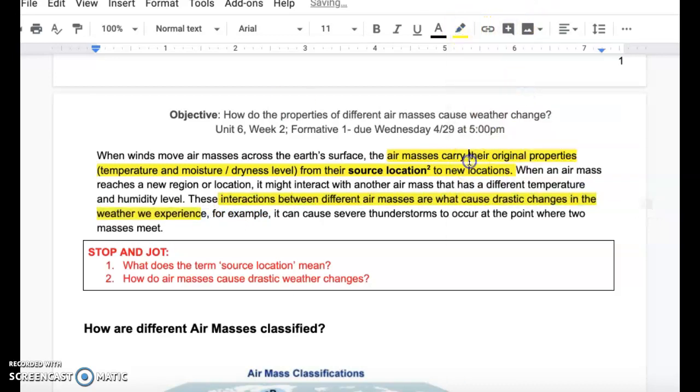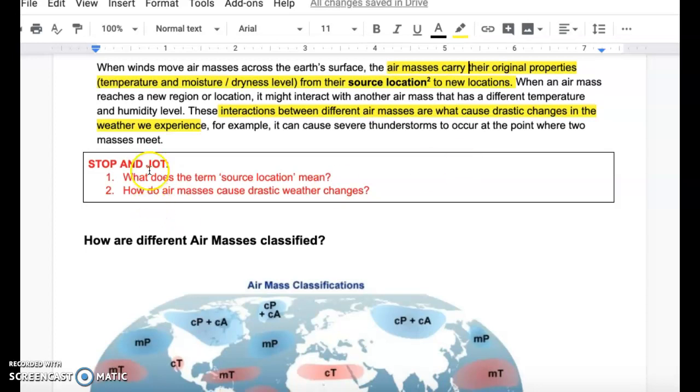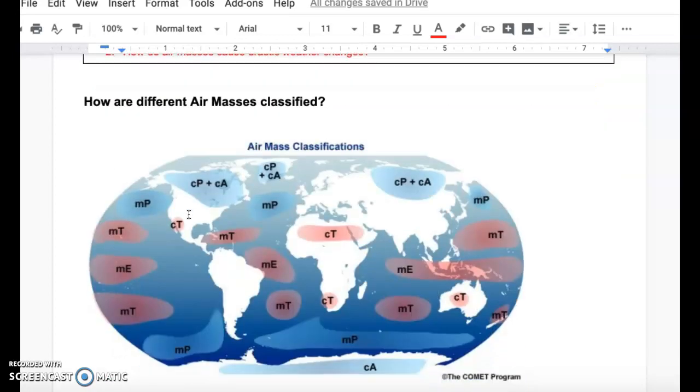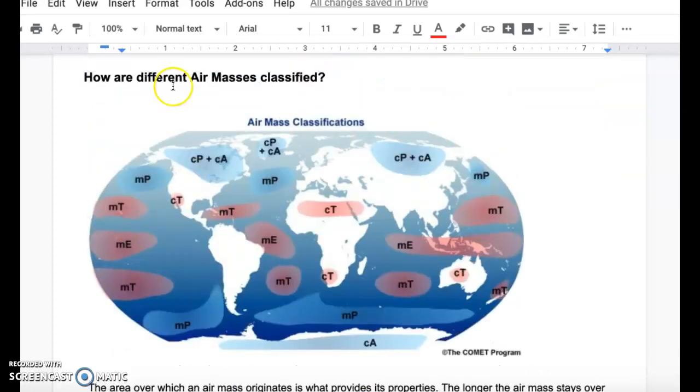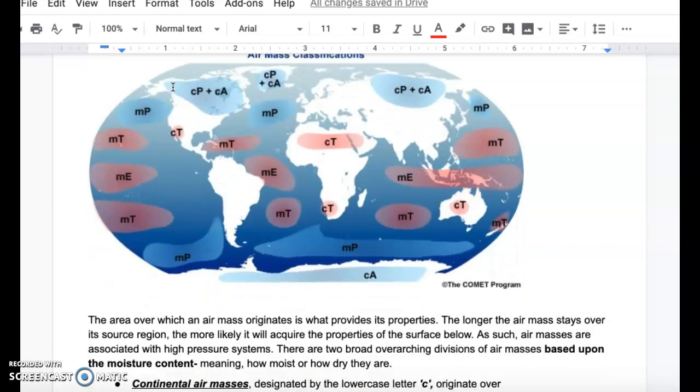So right now you're going to stop and jot your answers to what does the term source location mean and how do air masses cause drastic weather changes? Again, pause the video and then write your stop and jot answers and then resume playing when you're ready to move on. How are different air masses classified?